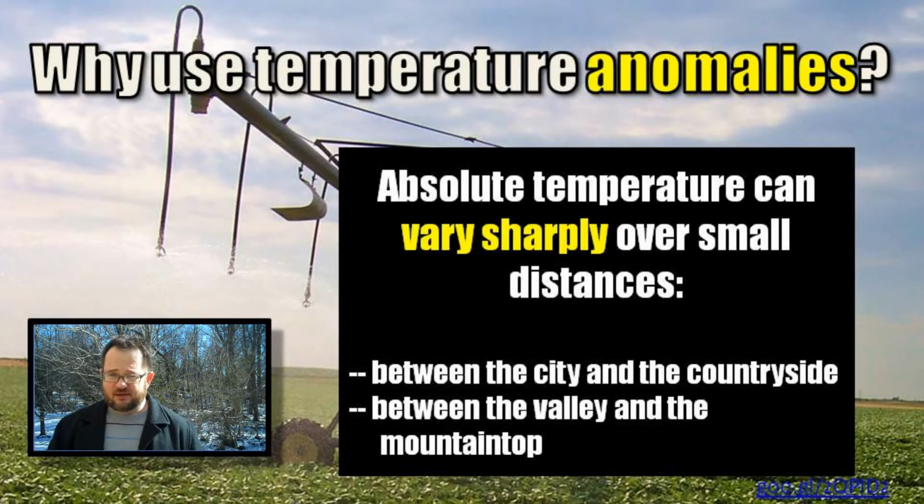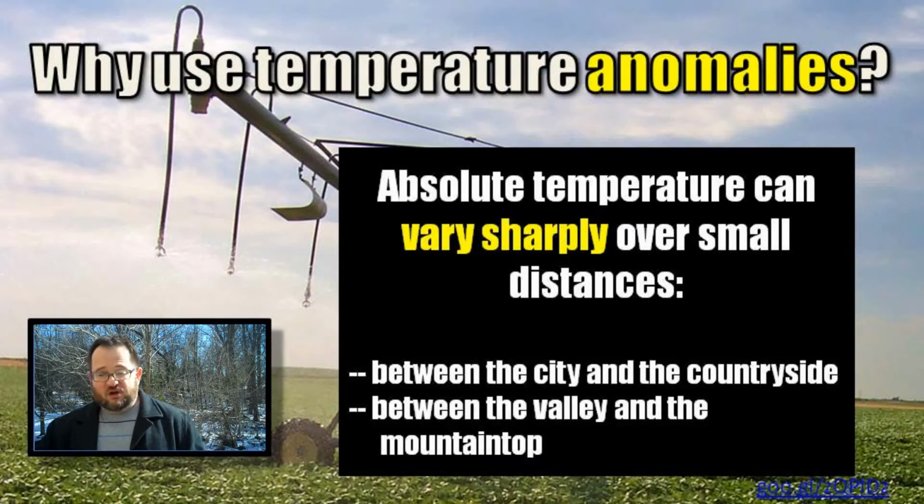If you just made a map of temperatures, that would set up a big temperature difference over a relatively small area. But if we looked in terms of anomalies, if the thermometer in the middle of the city is a few degrees above normal, probably so are the thermometers on the outskirts of the city.